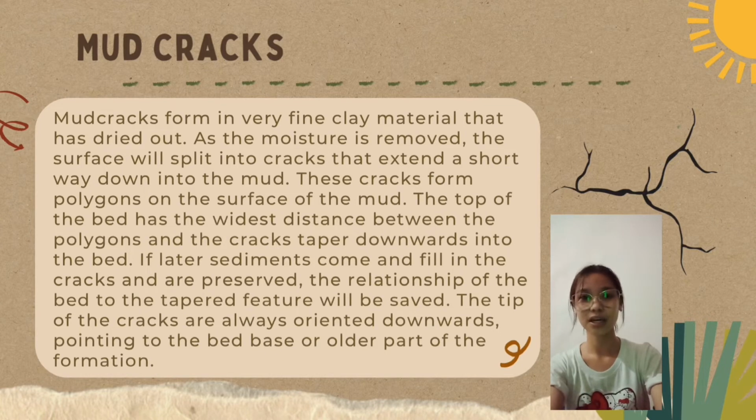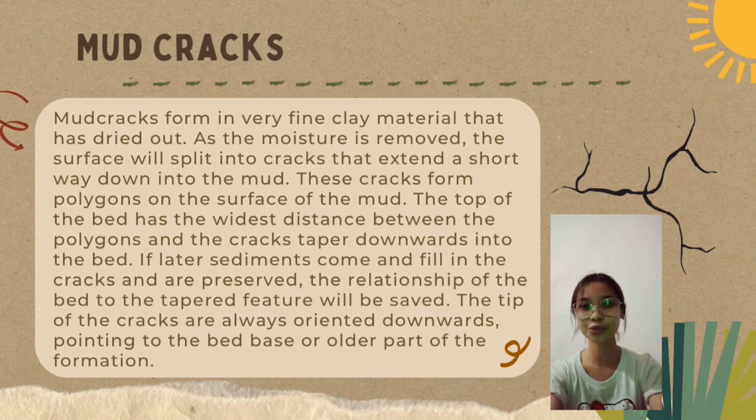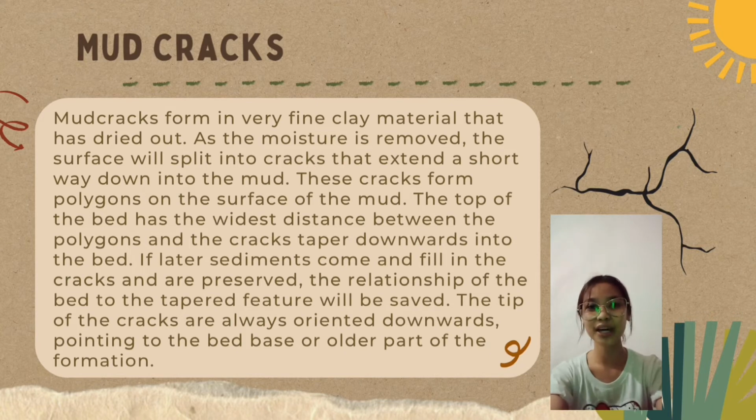Mud cracks. Mud cracks form in a very fine clay material that has dried out. As the moisture is removed, the surface will split into cracks that extend a short way down into the mud. These cracks form polygons on the surface of the mud. The top of the bed has the widest distance between the polygons, and the cracks taper downwards into the bed.